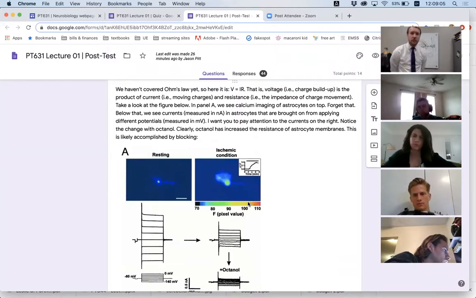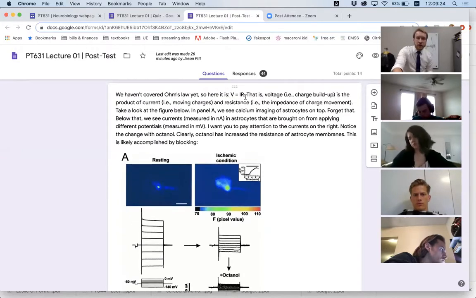So we haven't covered Ohm's law, although I did mention it earlier. But it's V equals IR. And you really need to commit this one to memory. It'll explain pretty much everything we talk about whenever we deal with the electrical activity in neurons. It's all about Ohm's law. Okay.